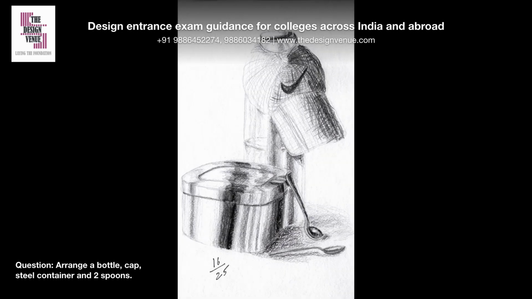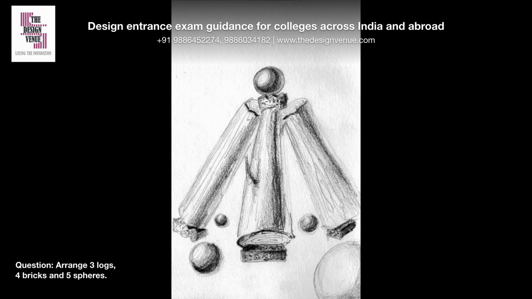In the next question, we have to arrange a bottle, a cap, a steel container and 2 spoons. Again, notice how the cap has been put over the bottle to add interest. You can also note the attention to details through branding of the cap. Now, if we go back to the previous example, you can see a missed opportunity. A brick usually has the manufacturer's name on it, and that has not been done here.